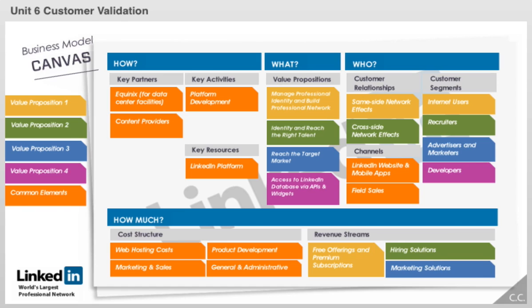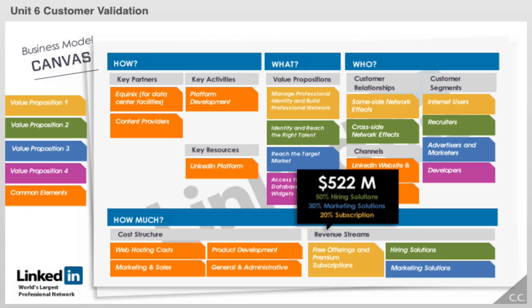As an example, for 2011, LinkedIn's total revenue was $522 million. 50% of it was from recruiters, 30% from advertisement, and 20% was from subscription.